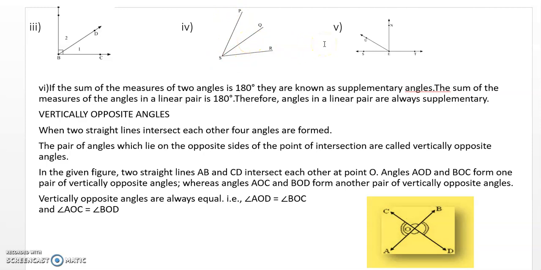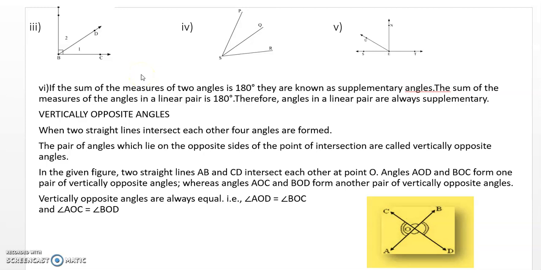Next, the fifth one, it is given angles which are neither complementary nor adjacent. Now if you take this full angle, it is 180 degrees, so it is not a complementary angle. If you take this angle SEU and this angle NET, these are not adjacent angles. So they are neither adjacent nor complementary.